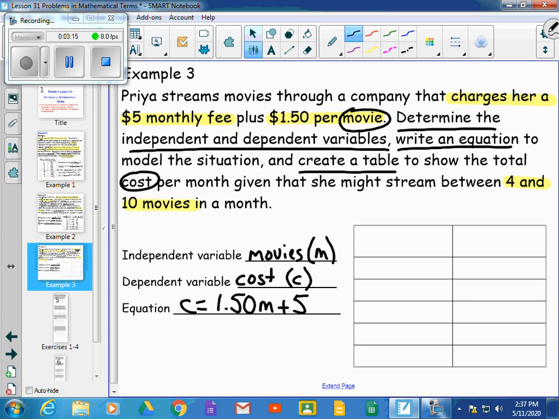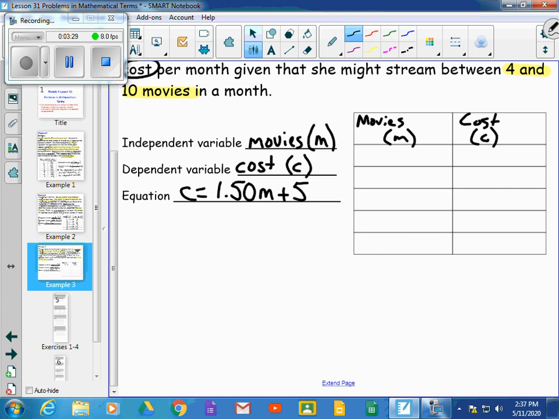Now for the table, we're going to put our independent variable on this side. This would be our movies, that would be our M. And this would be our cost, C. I'm going to have to extend mine a little bit. We're going to go between 4 and 10 movies in a month. So 4, 5, 6, 7, 8, 9, and 10.